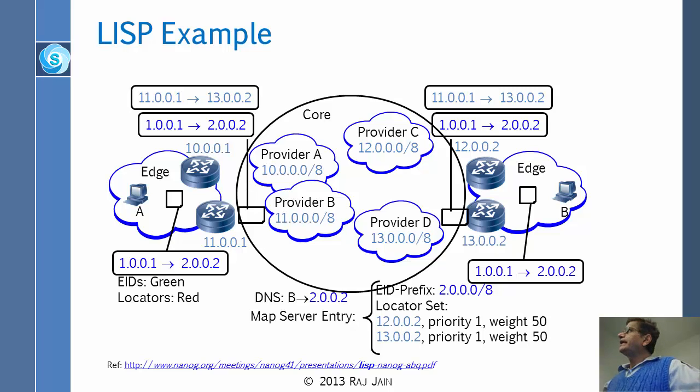Now, when you go to DNS, DNS will tell you that B is at 2002. So DNS doesn't really know where B is. All it knows is that the ID of B is 2002. When you go to the map server, it says 2002 is available at two locations, either 12 or 13. At 12, the priority is 1 and the weight is 50. At 13, the priority is 1 and the weight is 15. So basically it means that you just flip a coin and decide.